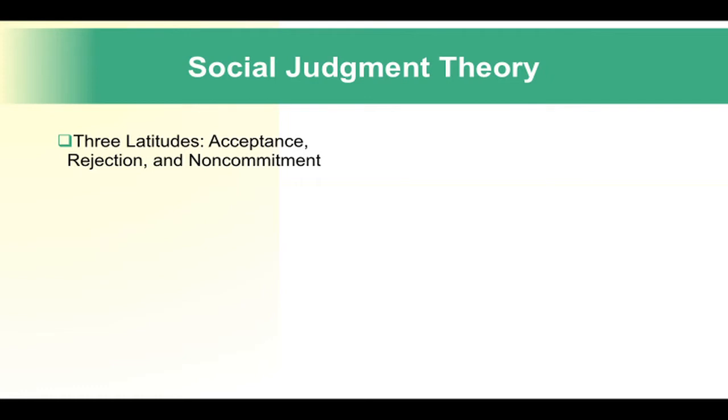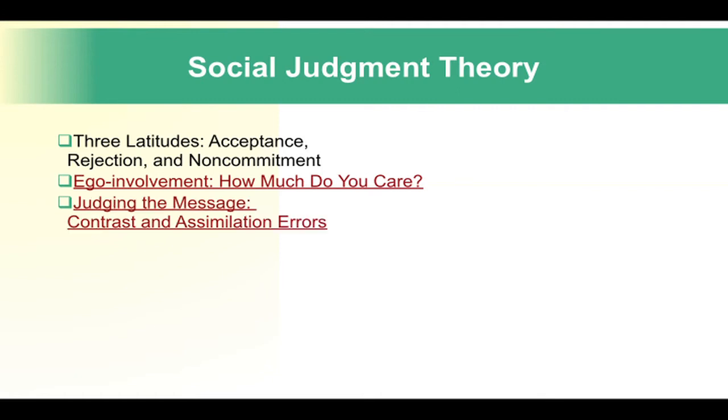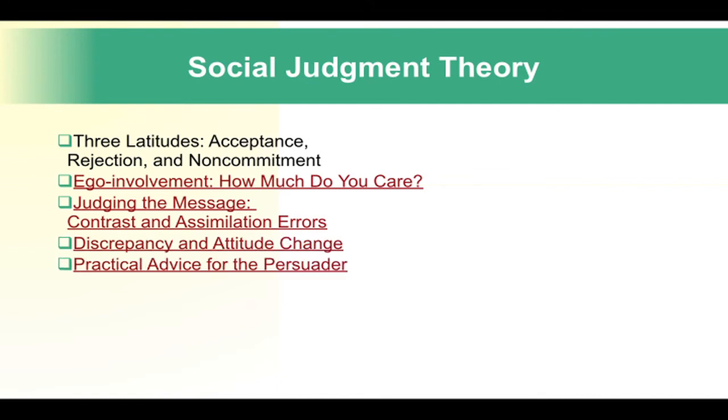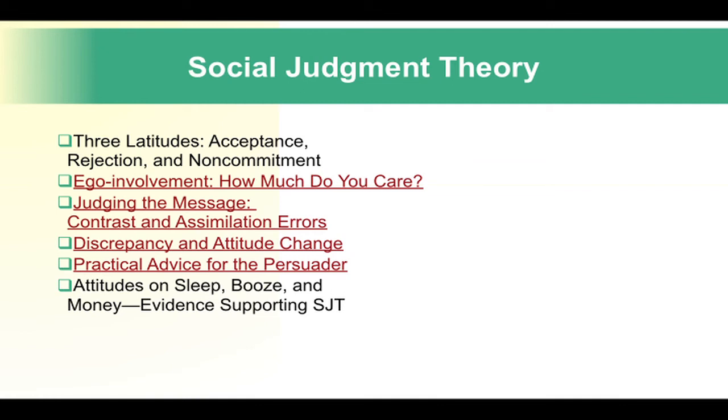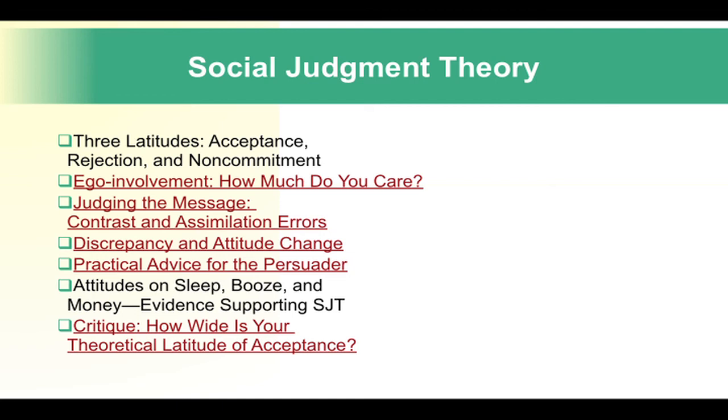So here's where we went. We discussed three latitudes: acceptance, rejection, and non-commitment. We discussed ego involvement, how much do you care, judging the message, contrast and assimilation errors, discrepancy and attitude change, practical advice for the persuader, attitudes on sleep, booze, and money, evidence supporting social judgment theory, and we ended with the critique. How wide is your theoretical latitude of acceptance?